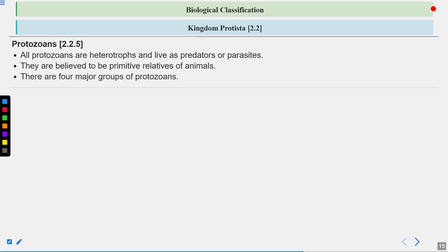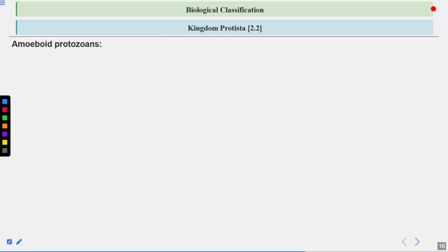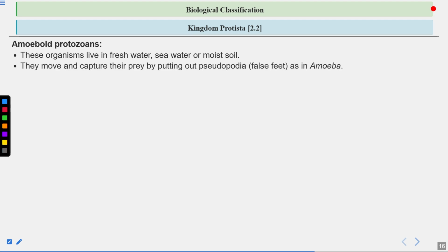Now there are four major groups of protozoans. Let's talk about these four major groups. First one is the amoeboid protozoans. These organisms live in fresh water, seawater, or moist soil. They move and capture their prey by putting out pseudopodia, which are known as false feet, as in amoeba. So in amoeba, what happens? It is an amoeboid protozoan.